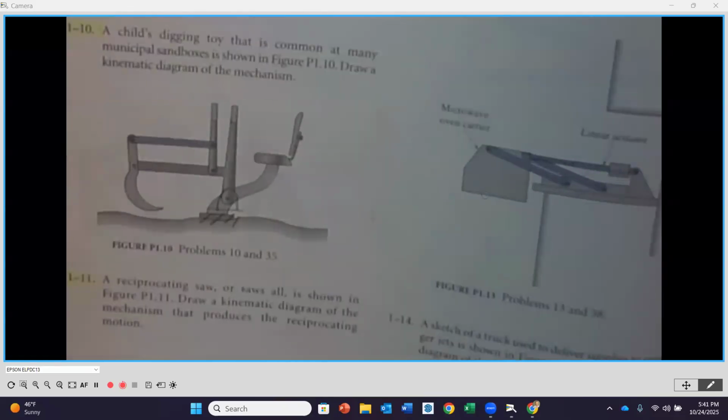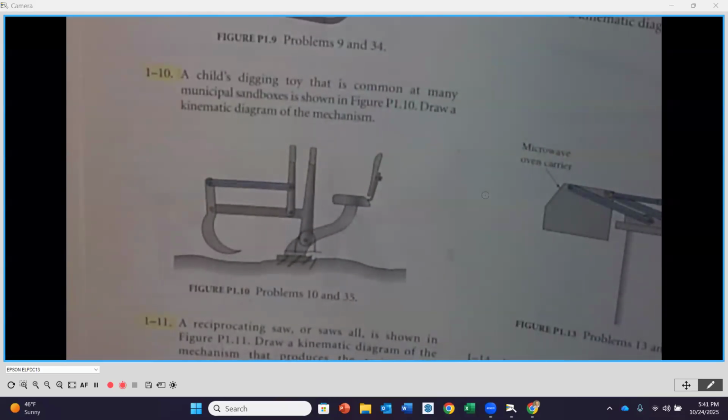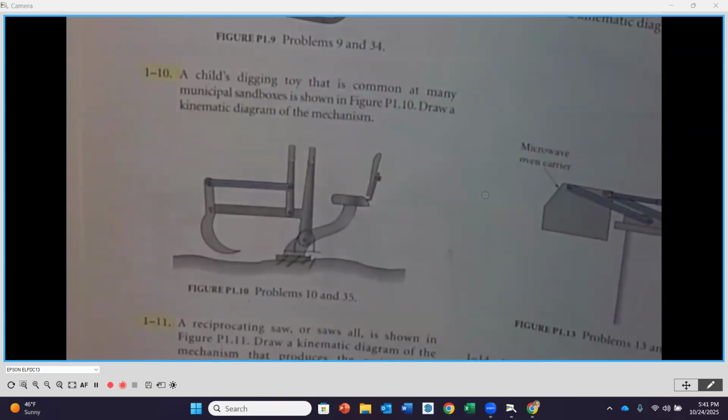Okay, I'm going to zoom in just a little bit. This one, and I believe we talked about this one when we were together the last time as well. You're going to notice that this one is that child's digging toy, and this one is going to have more than 1 degree of freedom. Okay, you should get a degree of freedom of 2.